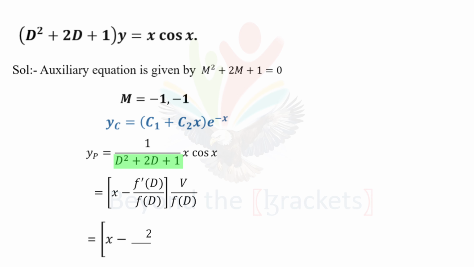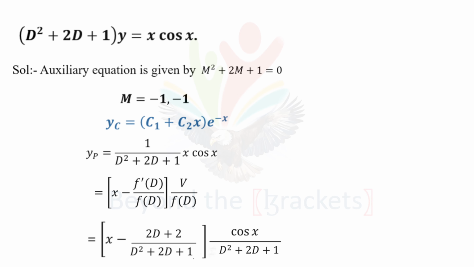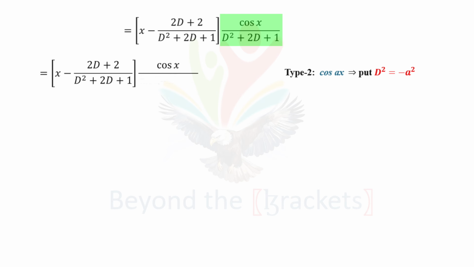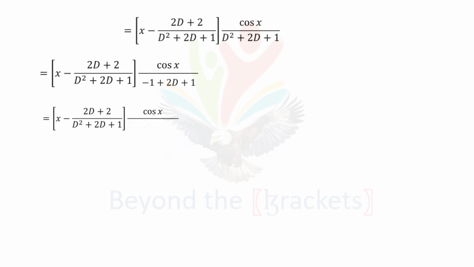We get (2D plus 2) divided by (D square plus 2D plus 1) into, here v is cos x divided by f of D, which is D square plus 2D plus 1. We first solve this expression. Here cos x is a type 2 function. For a type 2 function, we replace D square with minus a square. Here a is 1. So we get minus 1 plus 2D plus 1, that simplifies to 2D.